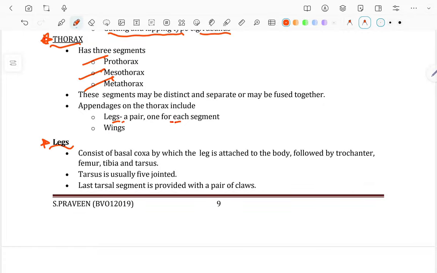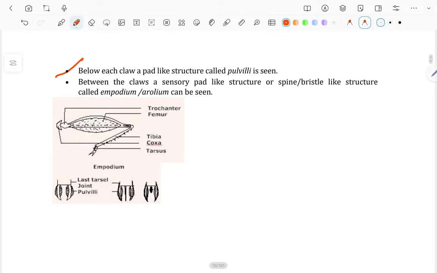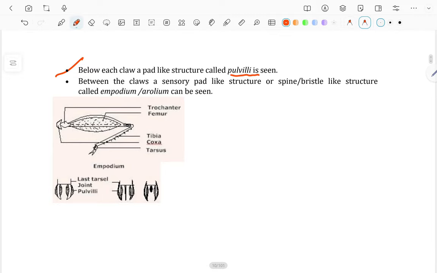Leg. The leg consists of a basal coxa by which the leg is attached to the body, followed by the trochanter, femur, tibia, and tarsus. The tarsus is usually five-jointed. The last tarsal segment is provided with a pair of claws. Below each claw, a pad-like structure called pulvillus is seen. Between the claws, a sensory pad-like or bristle-like structure called empodium is seen.